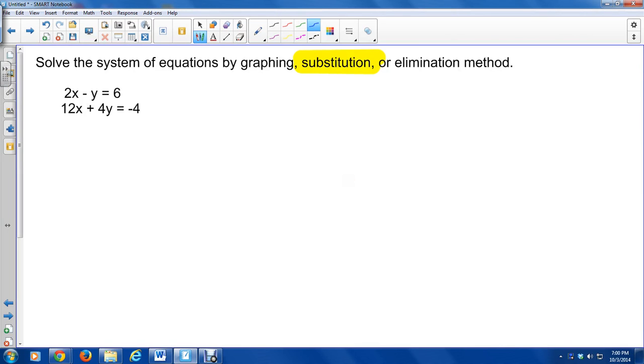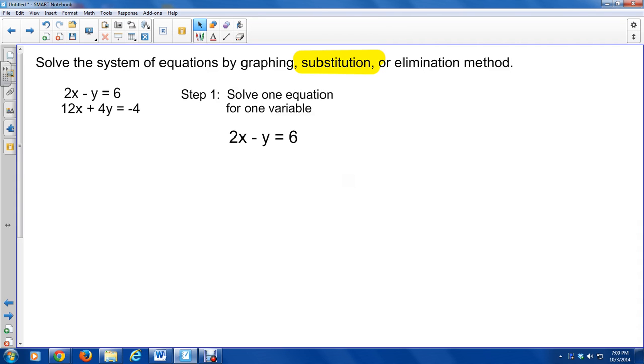Okay, the second method of solving a system of equations is the substitution method. The basic premise here is we are going to solve for one variable, plug an expression, or substitute it, into the other equation, and thereby eliminate one variable so we can actually solve for one, because we can't solve for x and y at the same time.